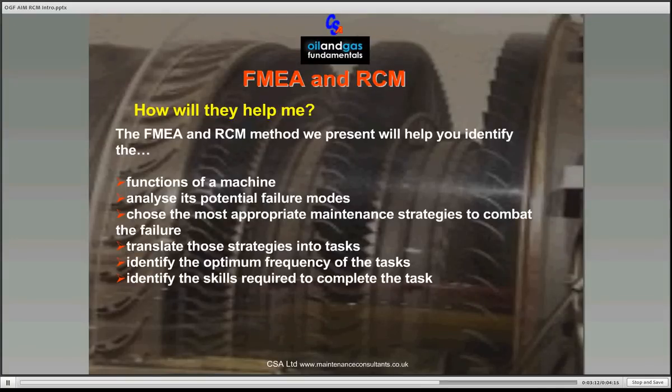Well, how will FMEA and RCM help? Well, the FMEA and RCM method we present will help you identify functions of a machine, analyse its potential failure modes, choose the most appropriate maintenance strategies to combat that failure, translate those strategies into tasks, identify the optimum frequency of the tasks, and identify the skills required to complete the tasks.